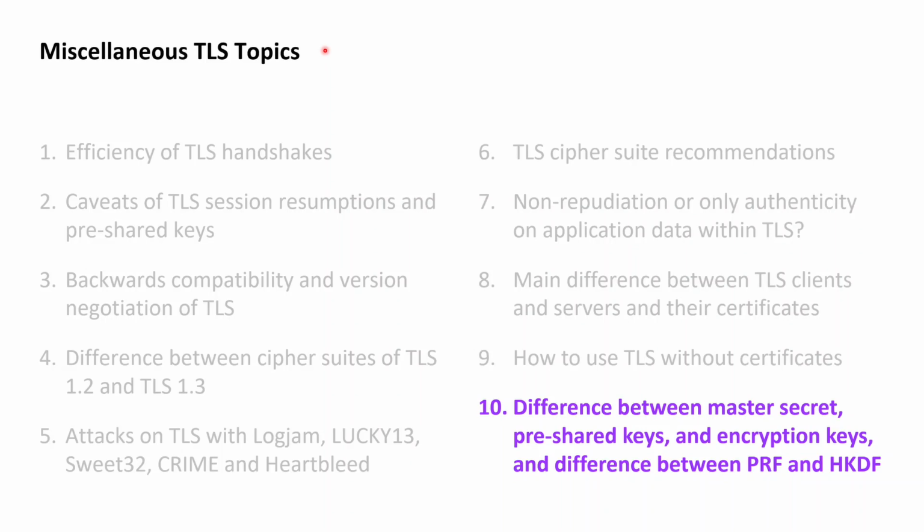In our chapter on miscellaneous TLS topics, we have reached the last topic, which is to investigate the differences between the master secrets, pre-shared keys, and encryption keys, and the pseudo-random function PRF and the HMAC-based key derivation function HKDF. As we will get to understand shortly, the protocol design of TLS fundamentally evolves around the goal to have the client and the server authentically agree on these secrets, from which the keys used to protect the application data exchanged later on can be derived.